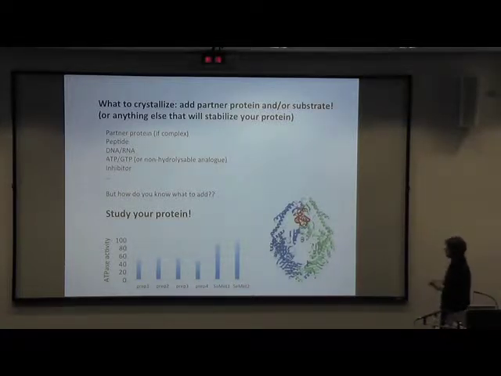So if you know about partner proteins, try and co-crystallize them. If there's a particular peptide you can find out about, then you don't have to do a whole partner protein. Obviously DNA or RNA if you have a nucleic acid binding protein, different ligands, or even an inhibitor.